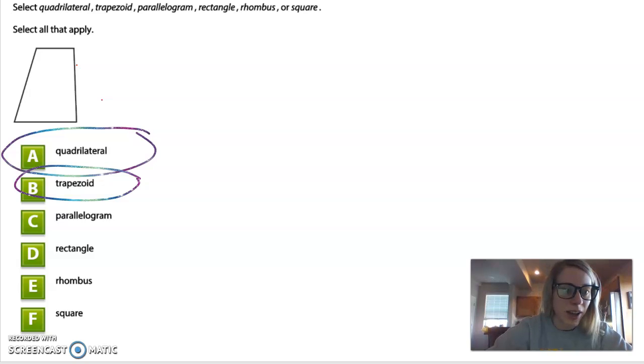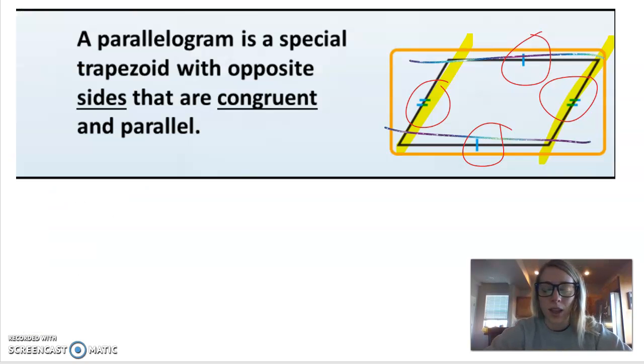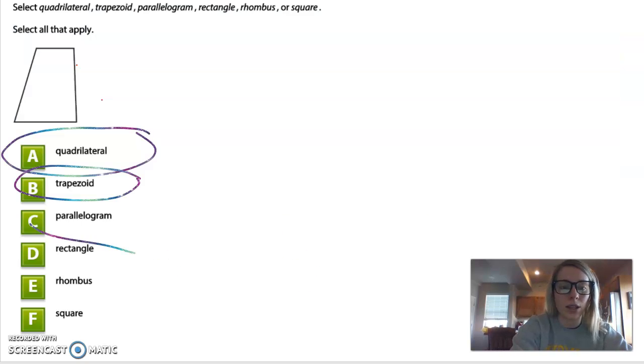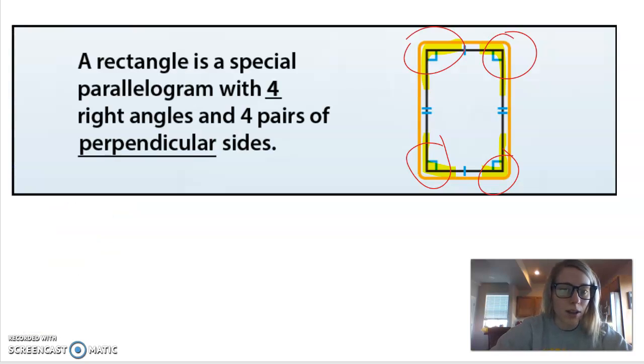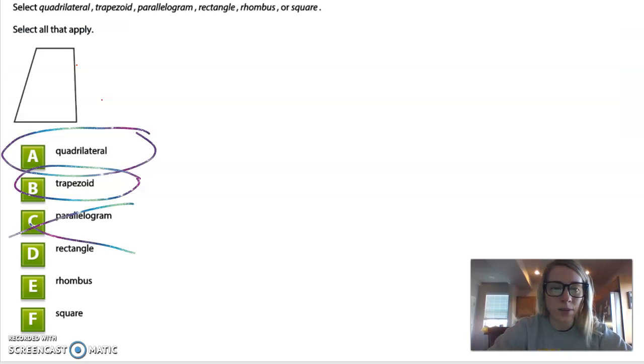Let's see if it classifies as a parallelogram. A parallelogram has 2 opposite sides that are the same, so going side to side and up and down. Let's see if it has that. No, it does not, so it's not going to be a parallelogram. Let's see if it classifies as a rectangle. Rectangle has 4 right angles. Does this image have 4 right angles? No, it does not, so it's not a rectangle.